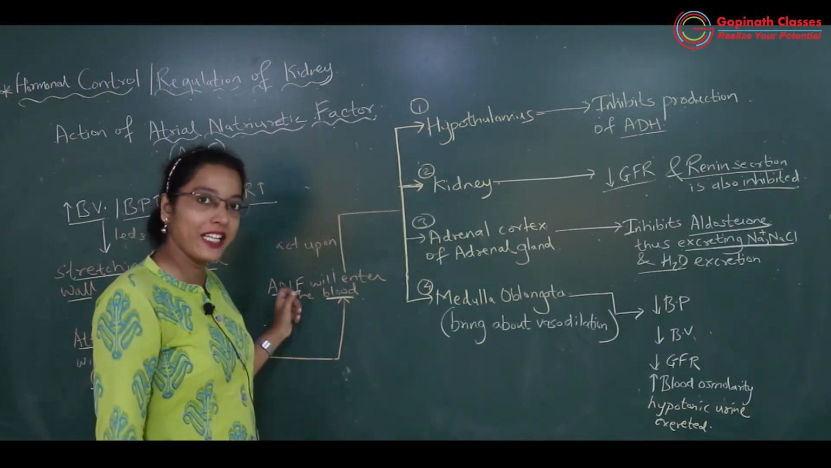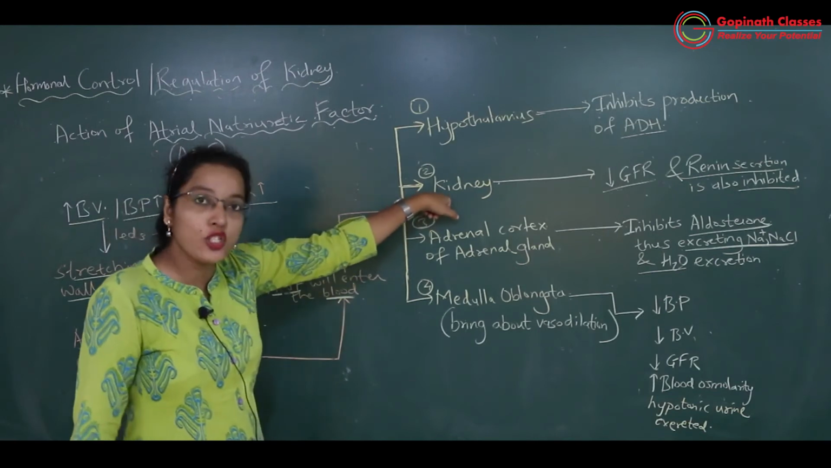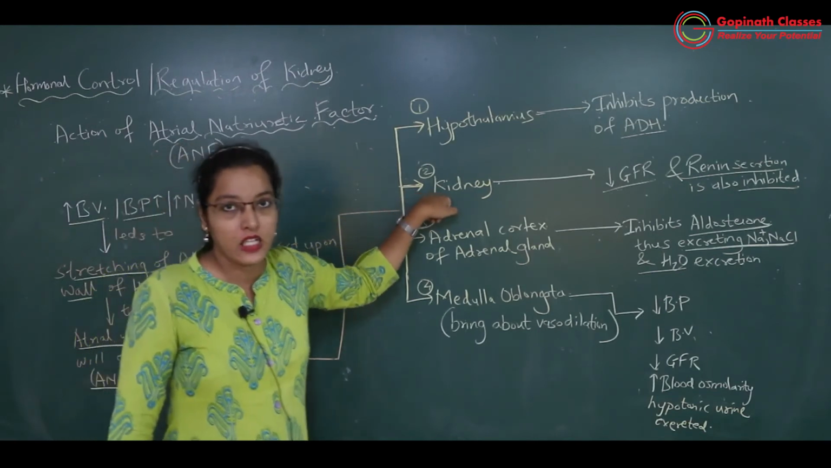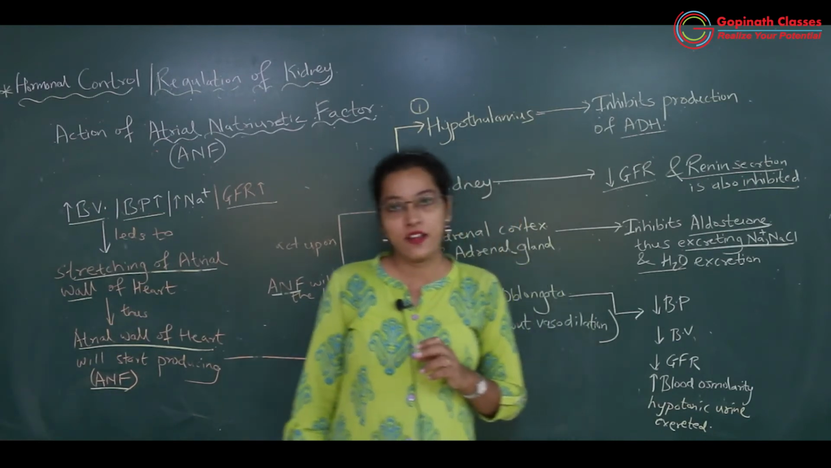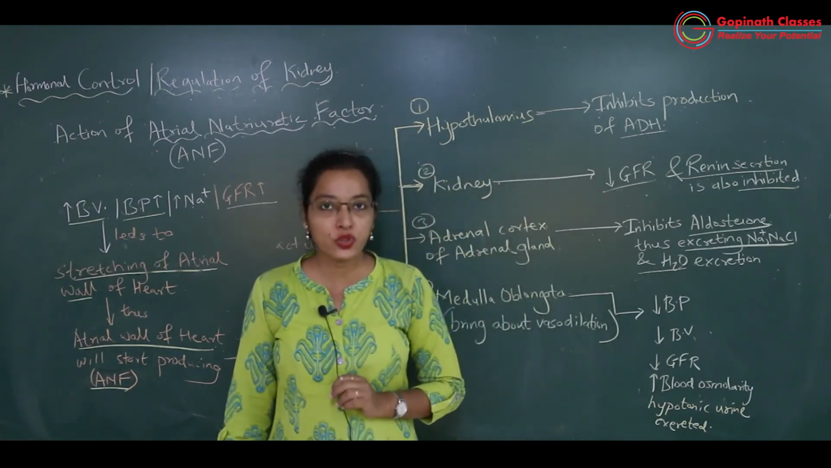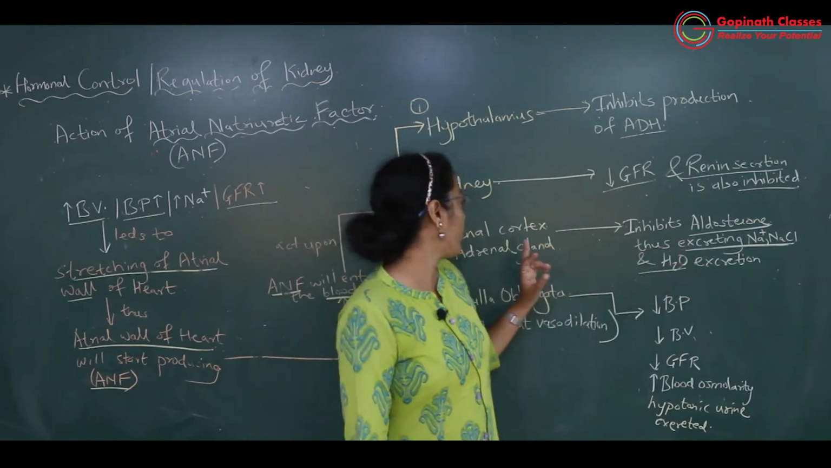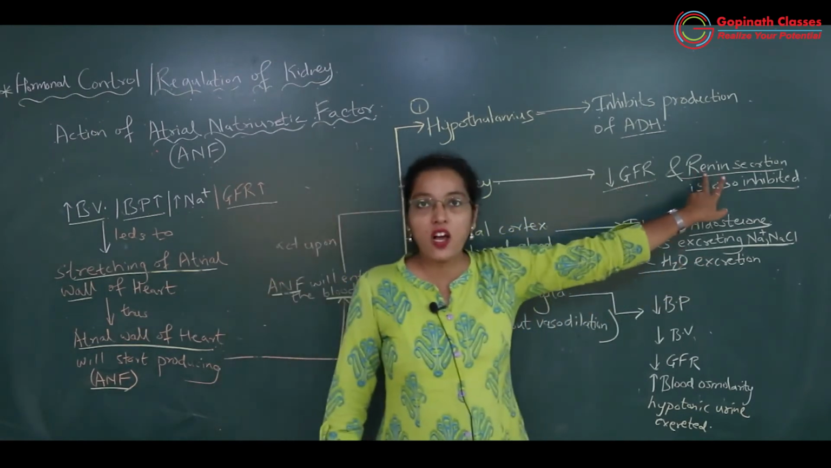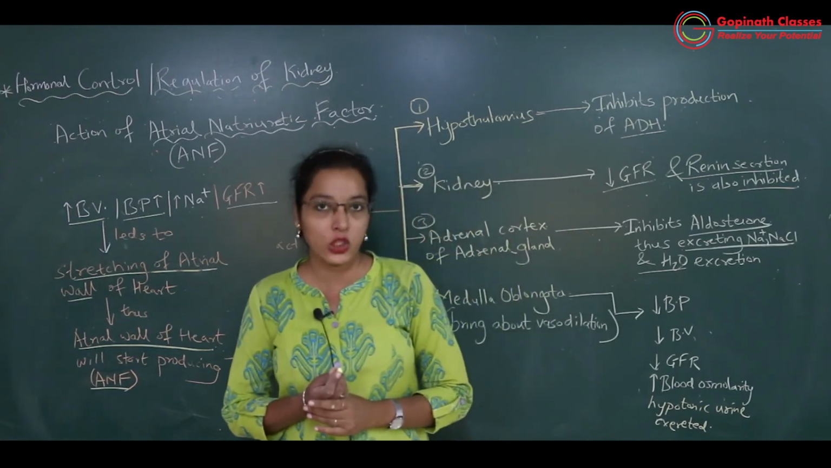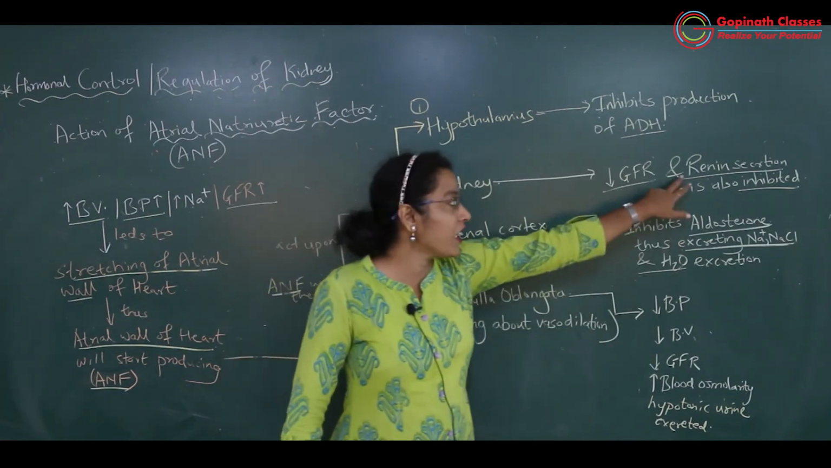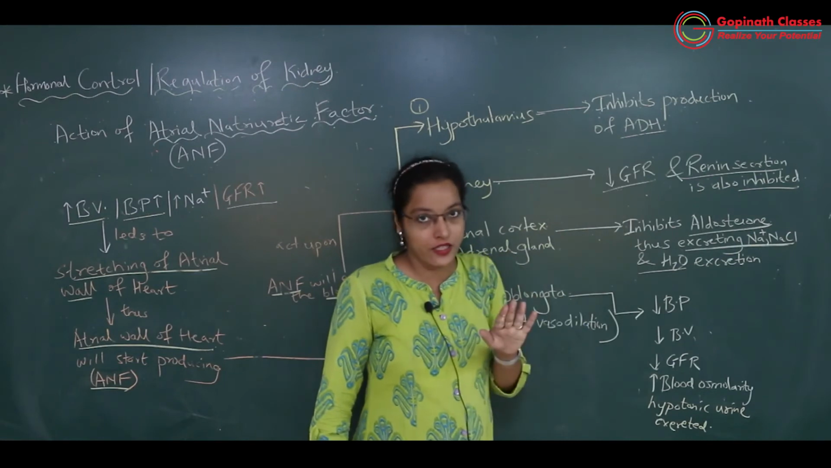ANF, that is atrial natriuretic factor, will also act over the kidney. Kidney produces one hormone, that is renin. Renin hormone is produced by the juxtaglomerular cells. Okay, juxtaglomerular cells, that is JG cells of the afferent arteriole. So JG cells will not produce renin.